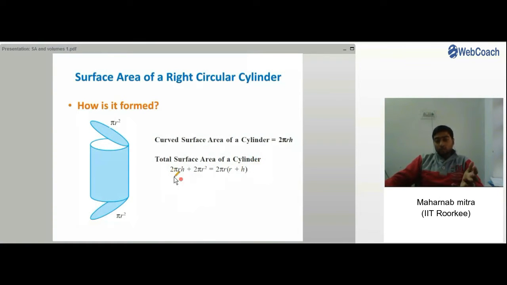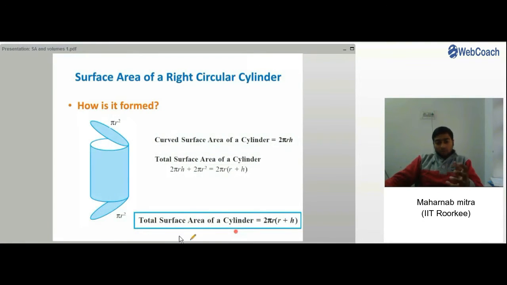So we get the total surface area of a cylinder as 2 pi r h, the curved surface area, plus pi r square plus pi r square, which is 2 pi r square. Now we take 2 pi r common: 2 pi r into r plus h. So we get the total surface area of a cylinder as 2 pi r into r plus h, right? So this is the total surface area of a cylinder.